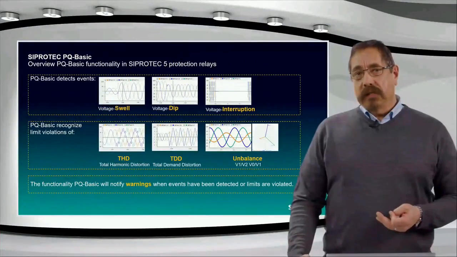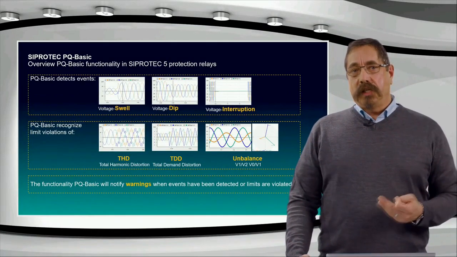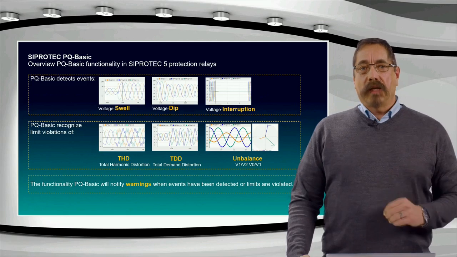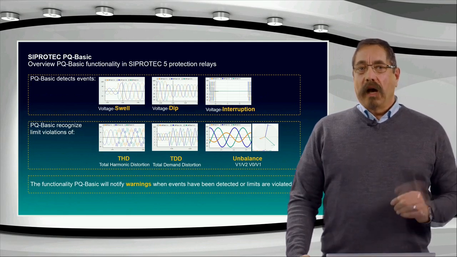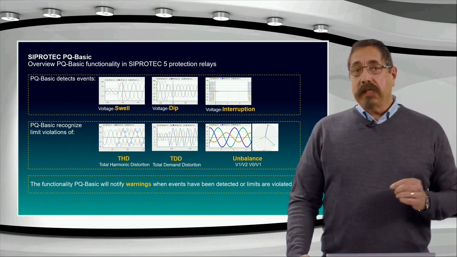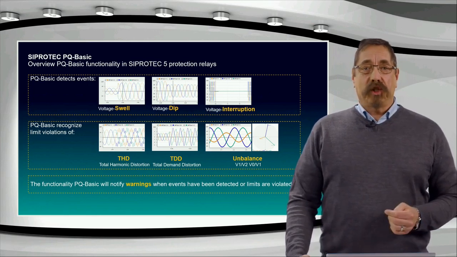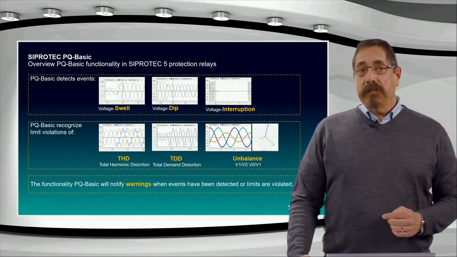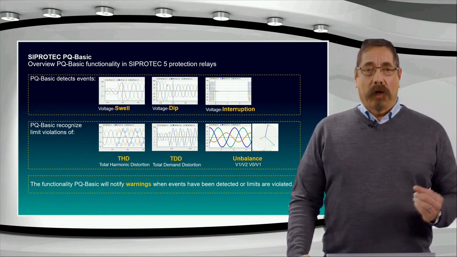Common for the events and the THD, TDD, and unbalance monitoring is that as soon as a limit was exceeded, a warning notification will be raised. On the next slide, I will show you different reporting channels. The initial trigger for each kind of reporting mechanism is always a warning.